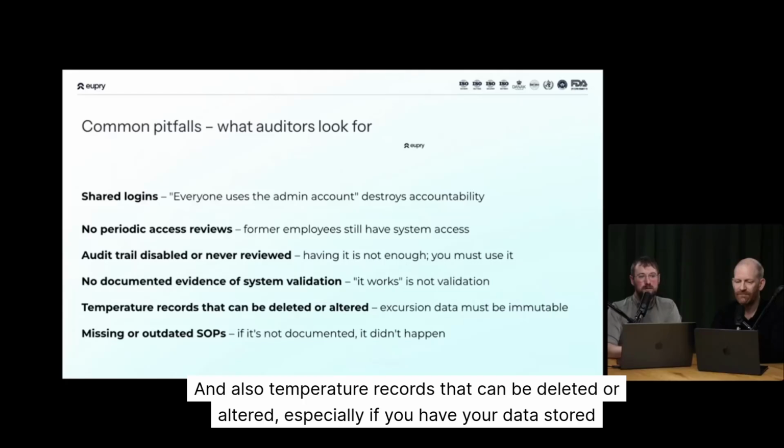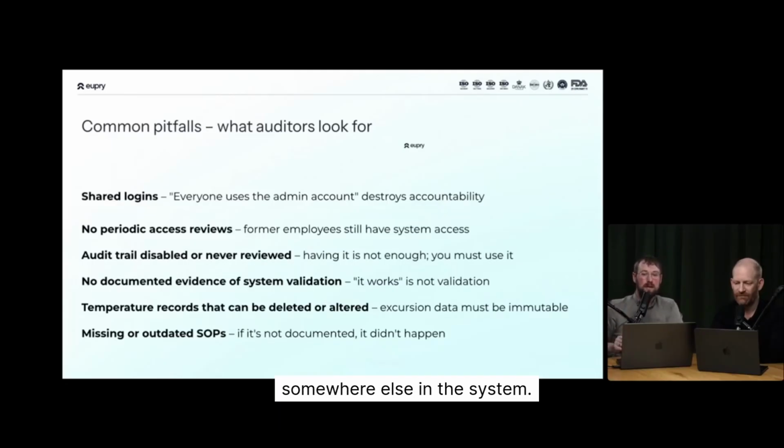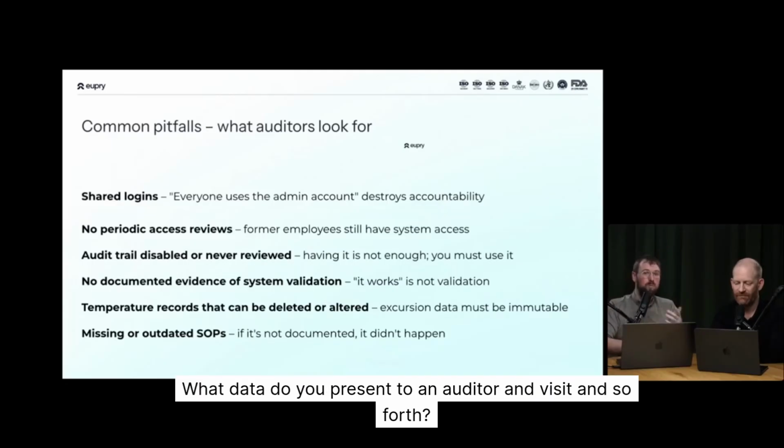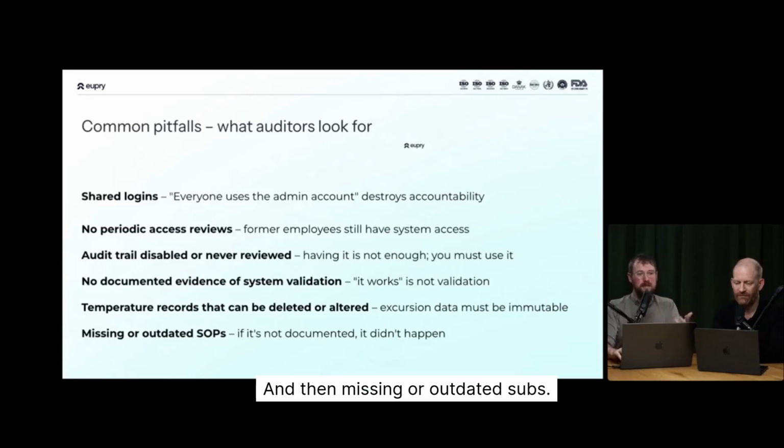And also temperature records that can be deleted or altered, especially if you have your data stored somewhere else in the system. Where do you keep your originals? What data do you present to an auditor on visit and so forth? And then missing or outdated SOPs.